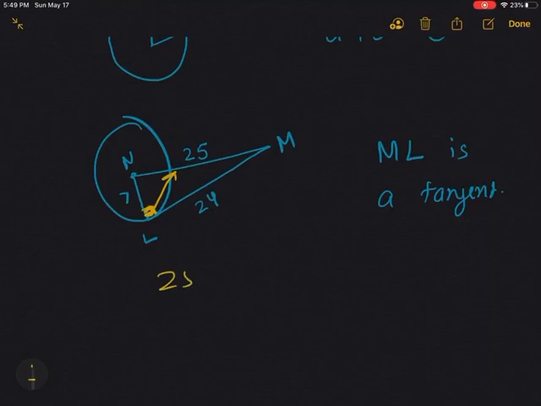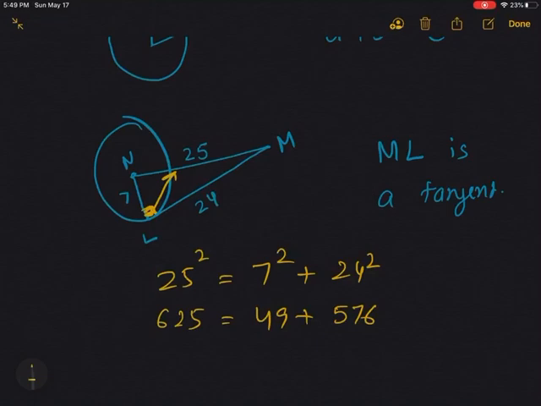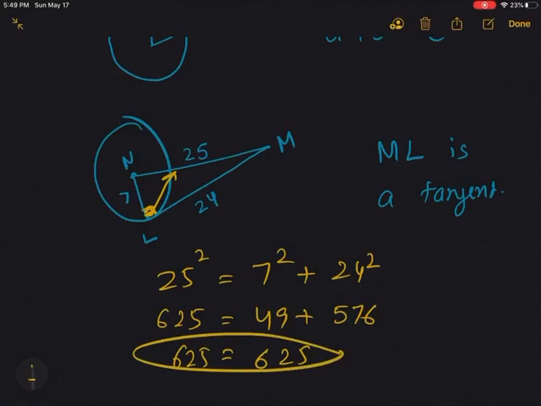So I would say 25 squared equals 7 squared plus 24 squared. Let's plug everything in. 7 squared is 49. 24 squared is 576. Let's add. Yep, it is 625 and 625. Yes, it is true. So that's how we prove it.